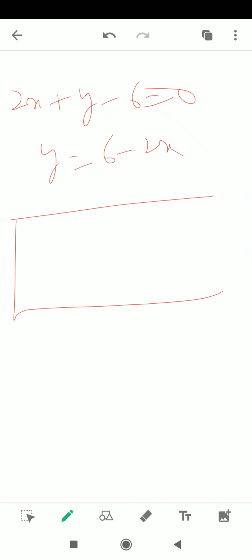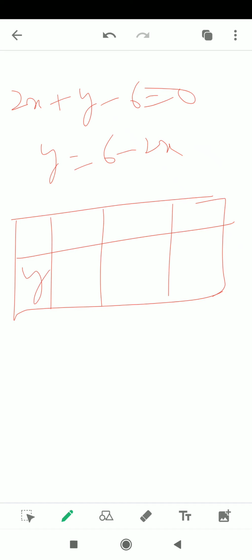Of course, for this problem 3 we can draw the graph also. If you draw the graph, we are going to get something like this. Some values we will take. If I take the first equation, 2x plus y minus 6 is equal to 0, this I can write as y is equal to, bringing the 2x to the right side, 6 minus 2x. We will take some values for x and y.